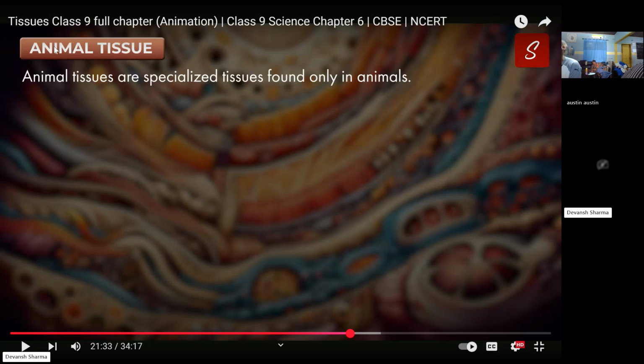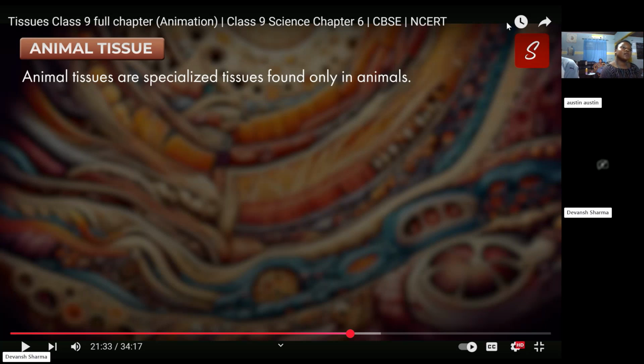See, in animals, the tissues are specialized and found only in animals. Animal tissues are totally different from plant tissues. For example, how they are different, I'll tell you. Listen here first, then write. Xylem and phloem, parenchyma, sclerenchyma, collenchyma. These are common in all the plants on the earth.